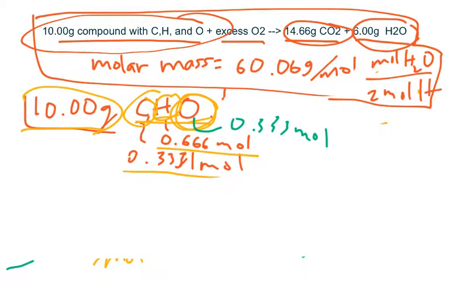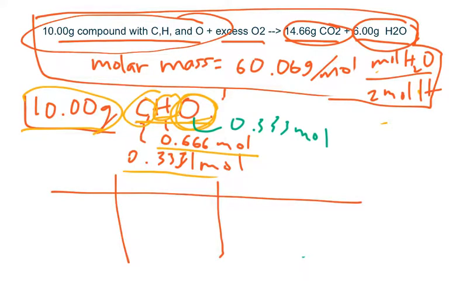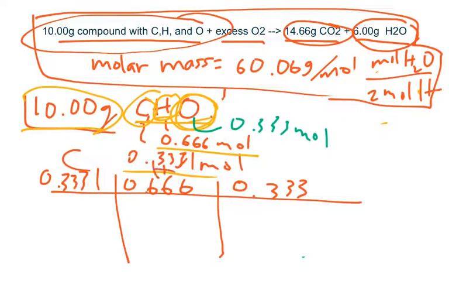So what we have here are the 3 different moles of each atom. So let me draw 3 separate columns, and let me write 0.333, 0.666, and 0.333. And these are all in moles. This is C and H and O.